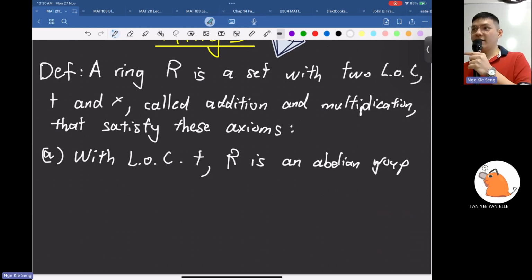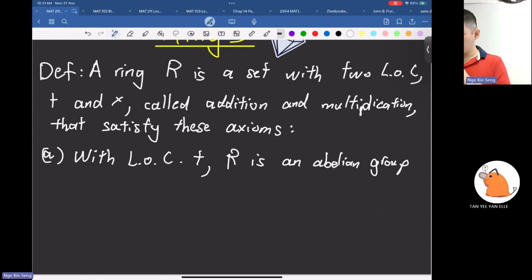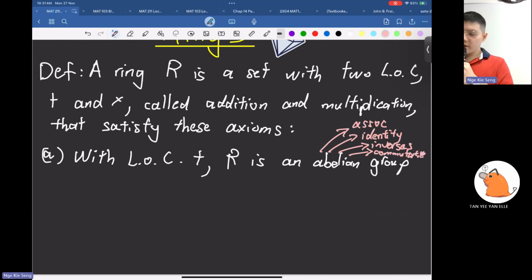How to add three things together? No matter if you add the first two first or the last two first, it is the same. Commutative. Yeah, abelian group. So you need to be commutative. So let's write it down here. So this means what? Associative. Identity as this. Inverses as this. And then commutative. Okay, it's an abelian group.